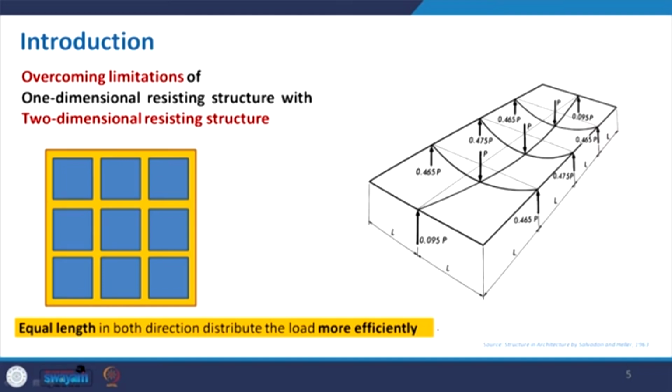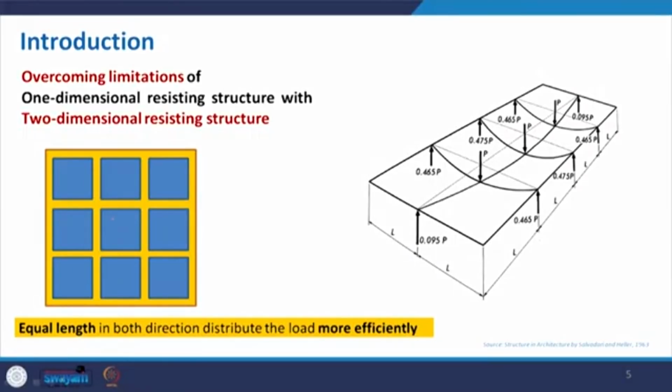Equal length can distribute. So, if you consider a square of equal length that is divided by a 3 by 3 grid of equal size, then any point load anywhere will be distributed more efficiently than in any other form.